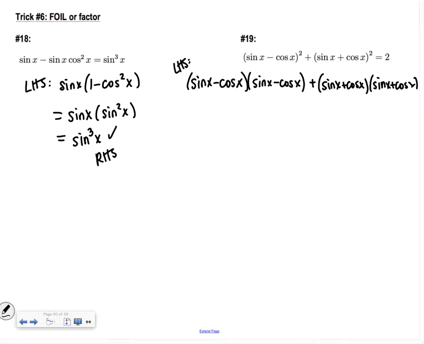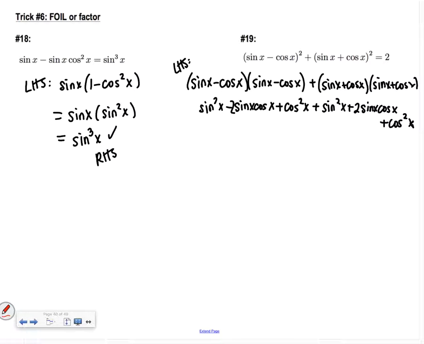A little messy. So when I do this, I get sine squared x minus sine of x cosine of x minus another sine of x cosine of x. So I'm going to do minus 2 sine of x cosine of x. And then plus cosine squared x. And same thing here, I get plus sine squared x. And then I have plus sine of x cosine of x plus another sine of x cosine of x. So I'm going to do plus 2 sine of x cosine of x plus cosine squared. Almost had enough room.